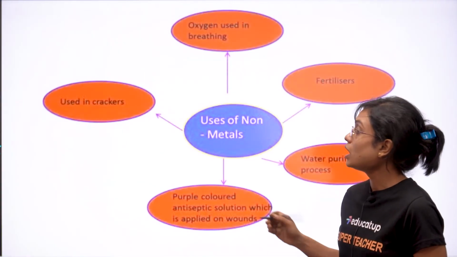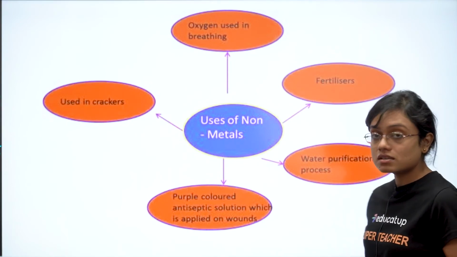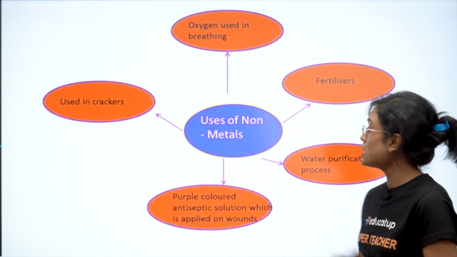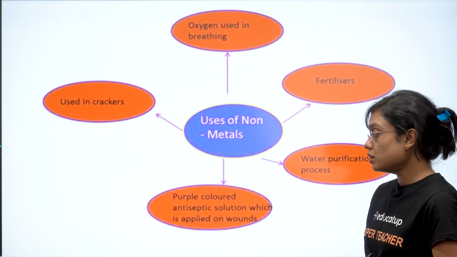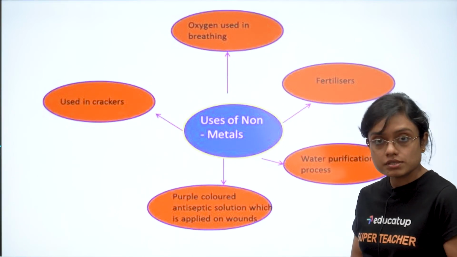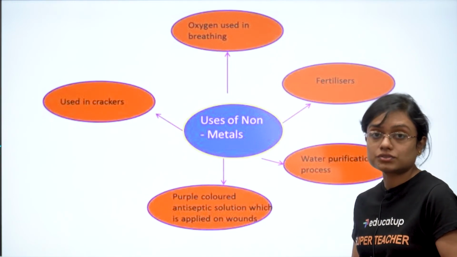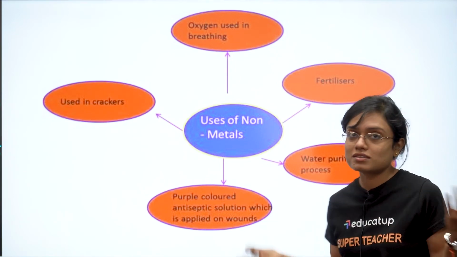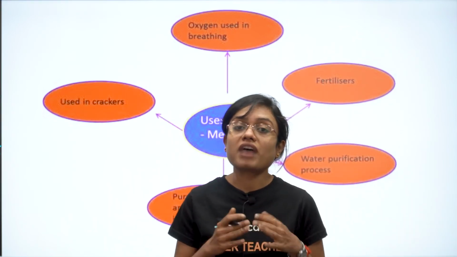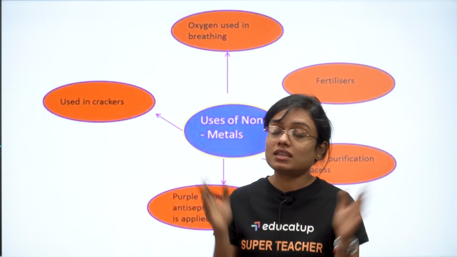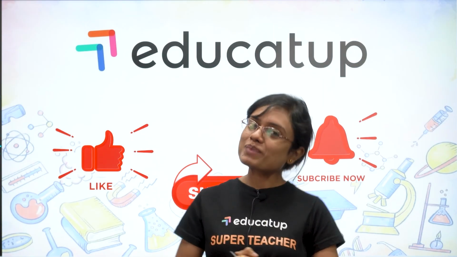Let's move ahead. Now, uses of non-metals. Oxygen is used in breathing, which is a non-metal. Fertilizers, nitrogen is a non-metal and it is used to make fertilizers. Water purification process, chlorine is used in water purification process. Purple colored antiseptic solution which is applied on wounds contains sulphur and phosphorus, which are again your non-metals. Used in crackers, of course, and crackers are used on festivals and functions, weddings. So we can understand that both metals and non-metals have a wide application in our day-to-day life, isn't it?